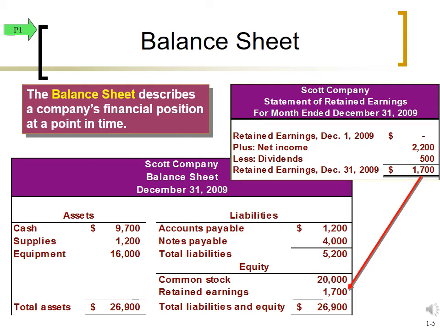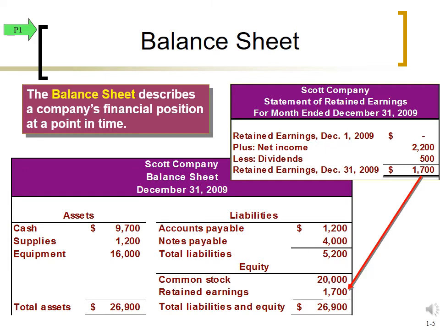Assets, things that you own. So in this fictitious company here, you see cash, supplies, and equipment totaling $26,900. On the right side, you had, first of all, liabilities, things that you owe. Remember I said anything that ends in a payable represents a liability? Well, here you go. You've got accounts payable and notes payable totaling $5,200.